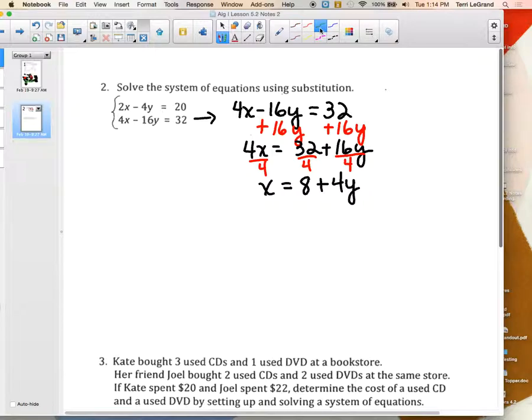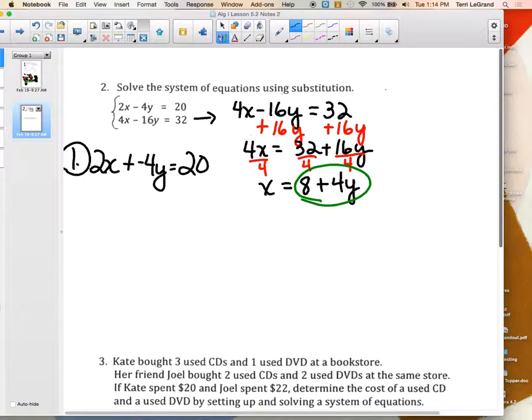We can say, you know what? This expression right here is the same as x. So we're going to start our first step, which says take the other equation, and I'm going to change it to add the opposite right away, and substitute in your 8 plus 4y for that x. And we'll solve this equation for y.